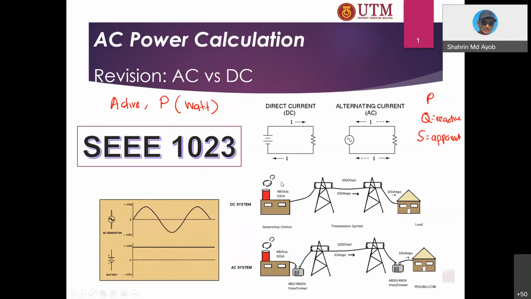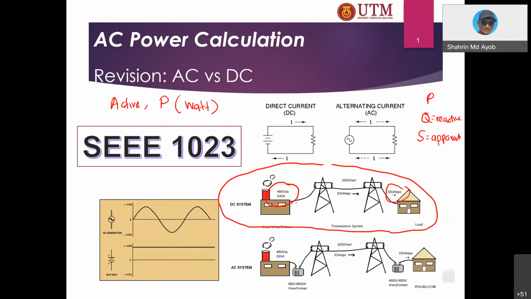This first figure shows what happens if we use a DC system to generate and transmit power to the load. The generator, as you can see, needs to generate 480 volts DC at 100 amperes, because your load requires 100 amperes. To transmit this, you need to transmit 100 amperes. The current is quite big, meaning that if your current is high, there will be big losses during the transmission.